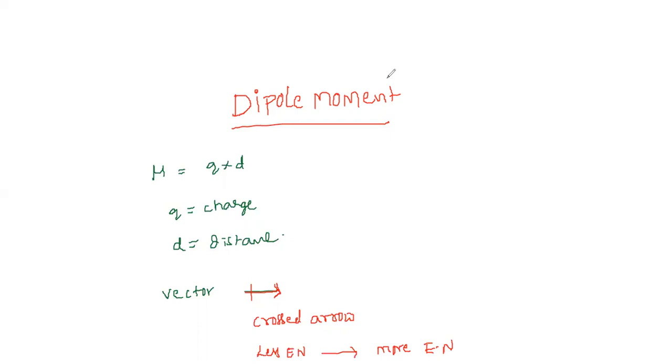For example, take the molecule HCl, where chlorine is more electronegative. The bonded electrons move towards chlorine, so we put the cross arrow there. So the dipole moment is something; it is not equal to zero. For example, take any A2 molecule, a homo diatomic molecule like H2, Cl2, Br2, I2. Here, both atoms have the same electronegativity, so the dipole moment is zero.